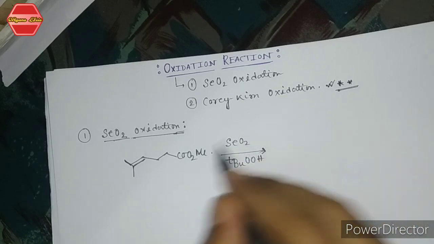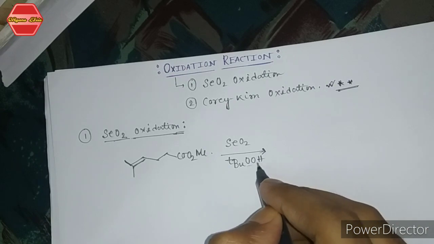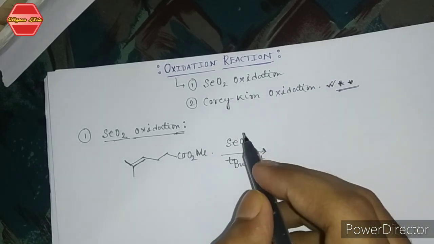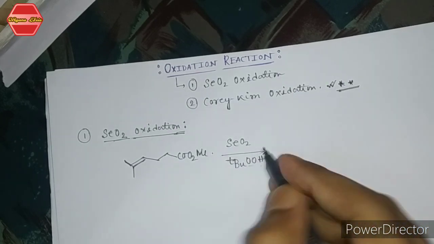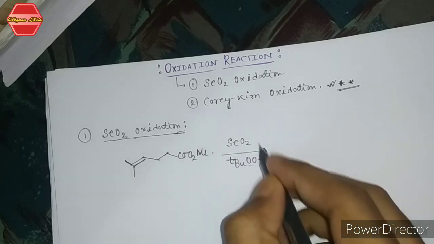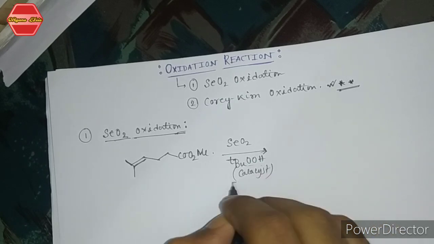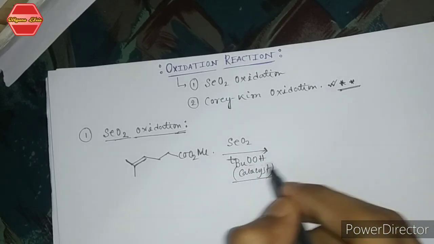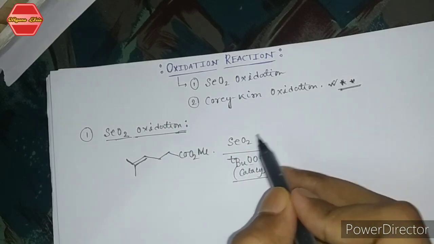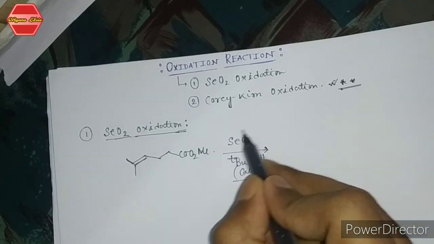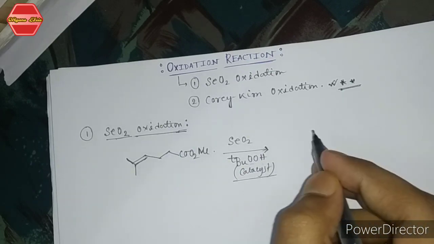Now see how the naming occurs. We know that H2O2 is hydrogen peroxide. The OOH part is fixed, and one hydrogen is replaced by the tertiary butyl group, so that is why the name of this compound is tertiary butyl hydroperoxide. This is used in this reaction as a catalyst, to regenerate the SeO2 after the oxidation.